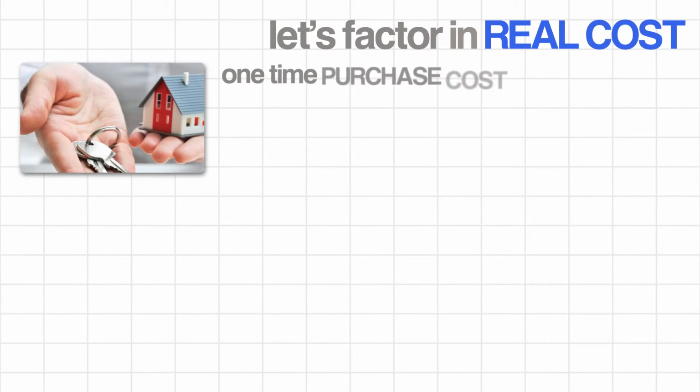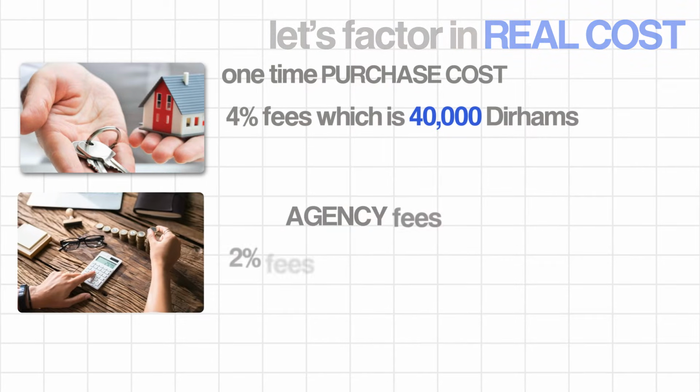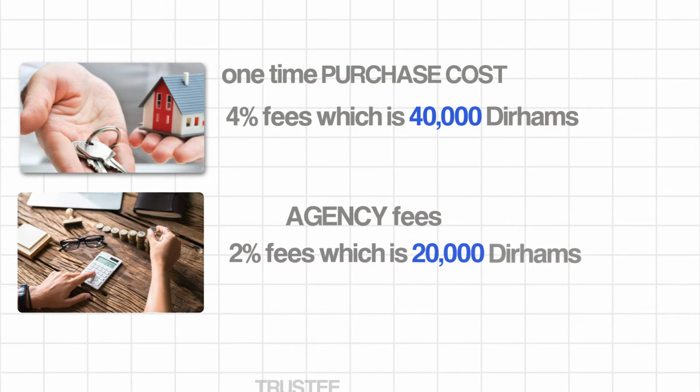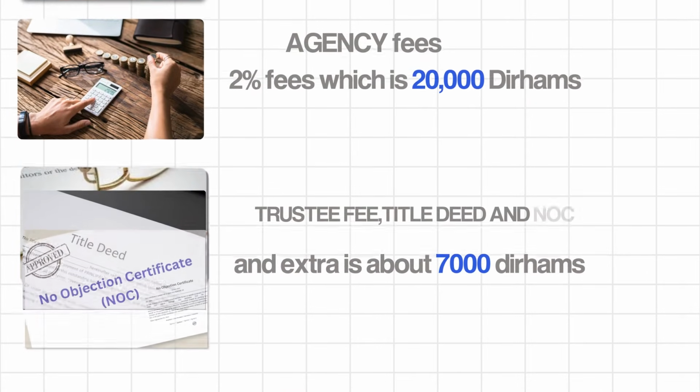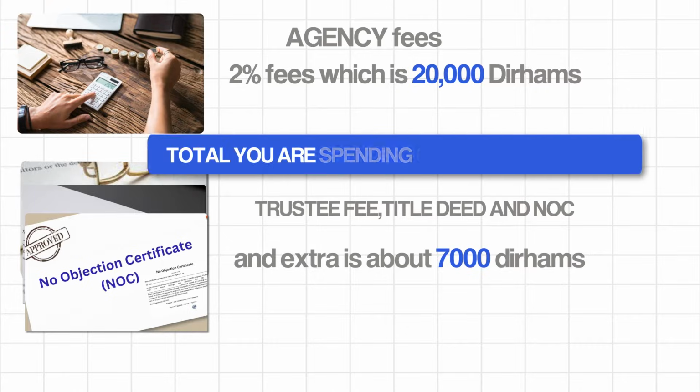One-time purchase costs are: Dubai Land Department 4% fees, which is equal to 40,000 dirhams. Agency fees, which is 2%, equal to 20,000 dirhams. Trustee fees, title deed, NOC, etc. is about 7,000 dirhams. So in total you end up spending 67,000 dirhams. So your actual investment is not 1 million, but it's 1,067,000 dirhams.